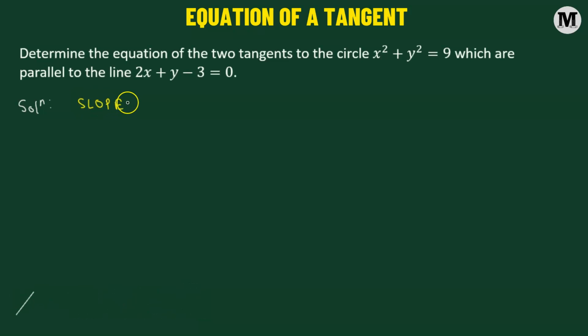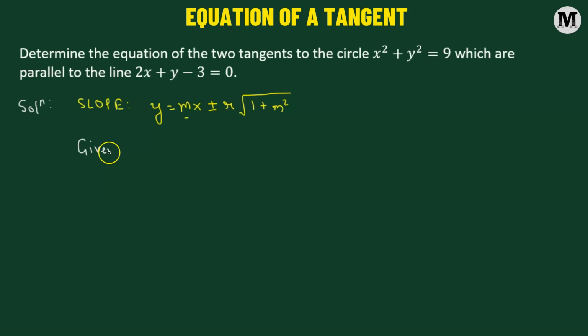The slope form is given by y equals m times x plus or minus r multiplied by the square root of 1 plus m squared, where m represents the slope of the tangent line and r is the radius of the circle. So we need these two pieces of information to find the equations of the two tangent lines. Now it's given here that the tangent lines are parallel to 2x plus y minus 3 equals 0. So let's use the equation.